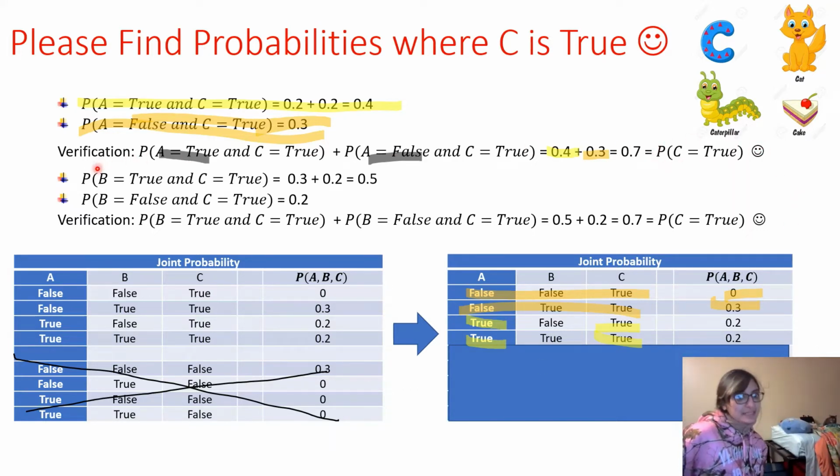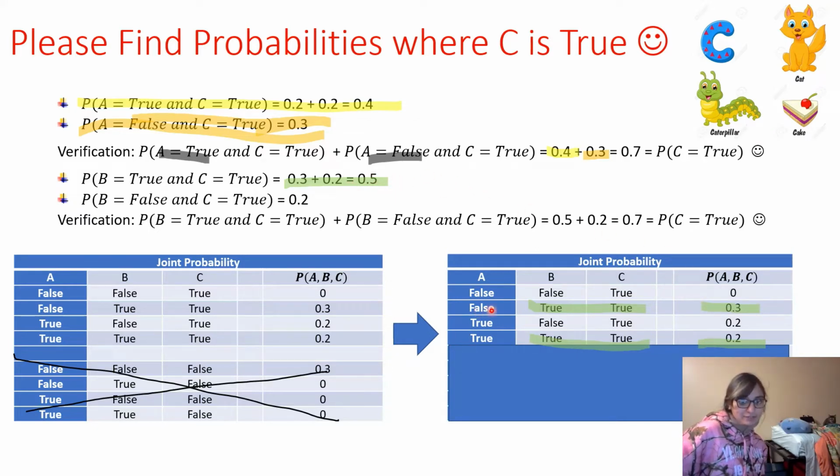And similarly, we can focus on B instead. We can focus on the probability B is true and C is true here. C is always true because of what we have subsetted here. So if B is true, this part here is just 0.3 plus 0.2. It doesn't matter here what A is. So the probability B is true and C is true is just this 0.3 here plus this 0.2 here, which is 0.5, 50% of the time.